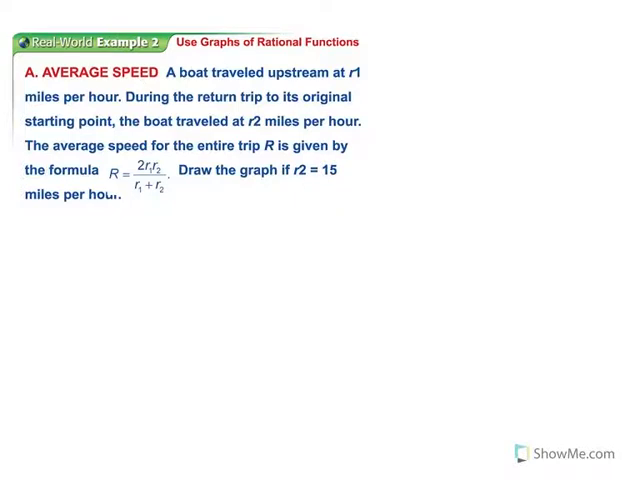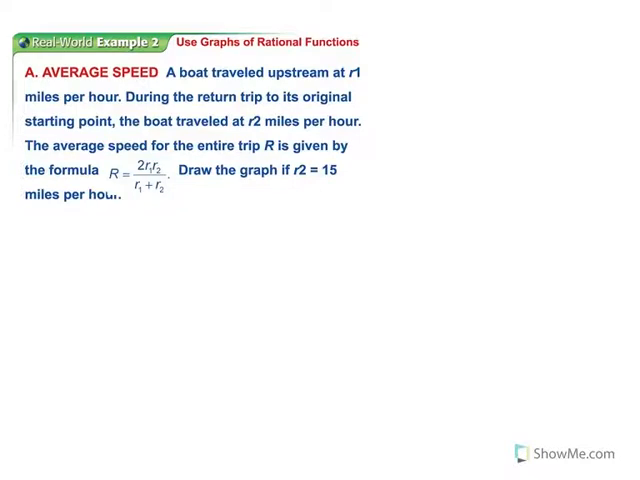A boat traveled upstream at R1 miles per hour. During the return trip to its original starting point, the boat traveled at R2 miles per hour. The average speed for the entire trip, big R, is given by the formula big R is equal to 2 times R1 times R2 divided by R1 plus R2. We're going to draw the graph if R2 is equal to 15 miles per hour.